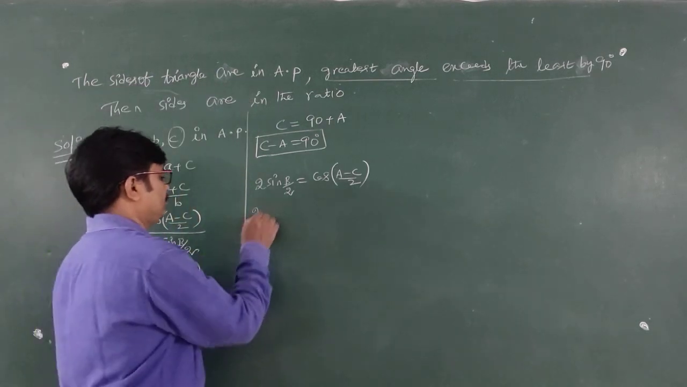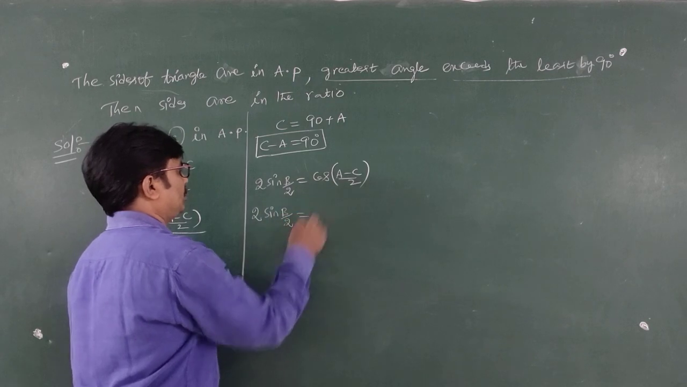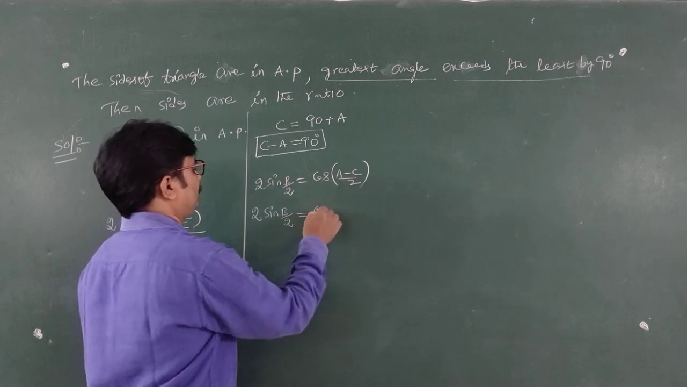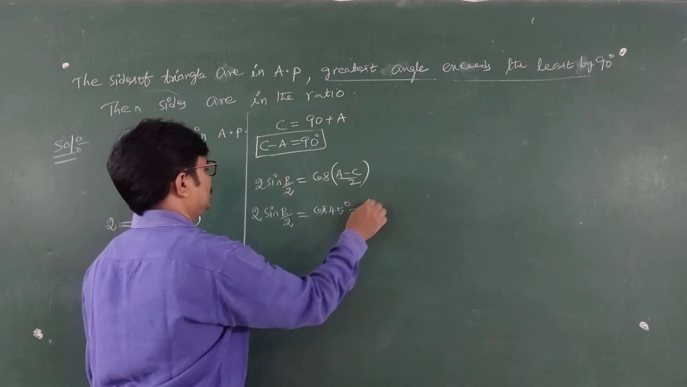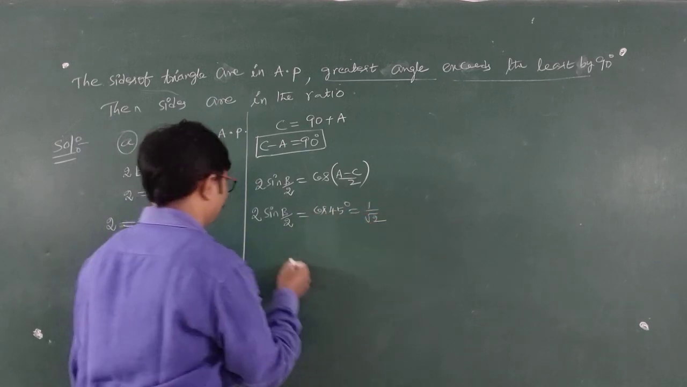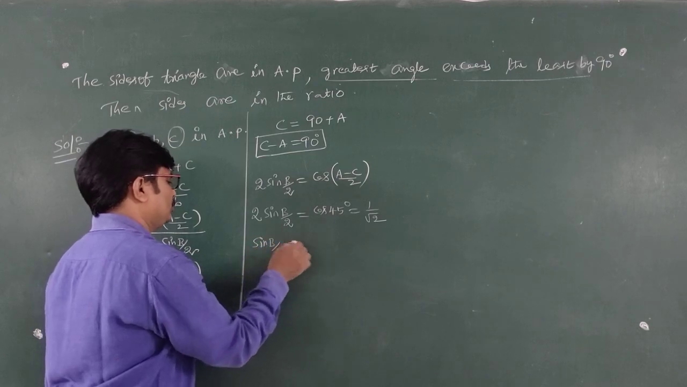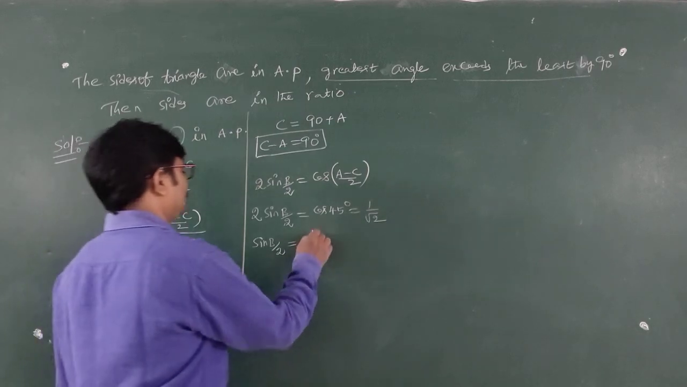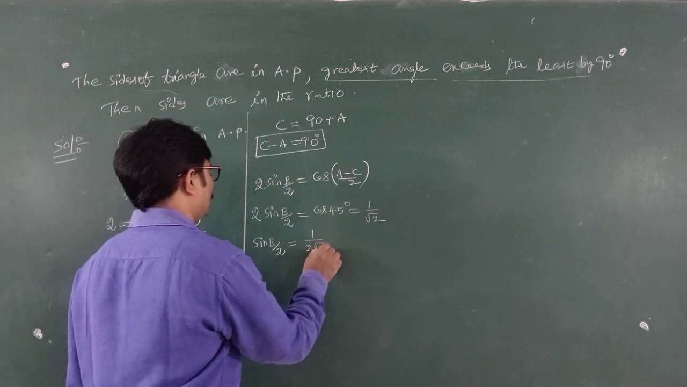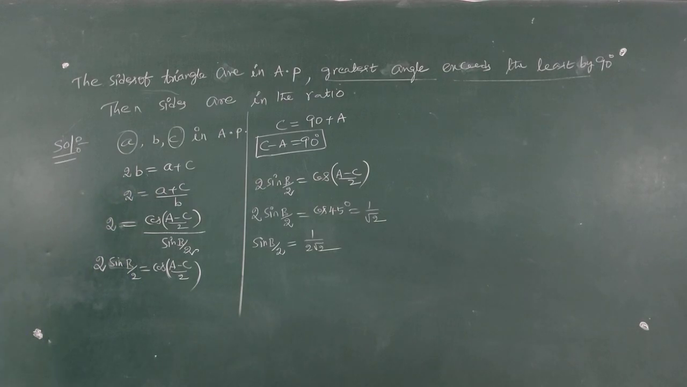Now students, this can be written as 2 sine B by 2 equal to cos of 90 by 2, which is cos 45. This is 1 by root 2. Now students, the sine of B by 2, dear students, what did you get? 1 by 2 root 2. Is it clear students? The sine of B by 2 is 1 by 2 root 2.